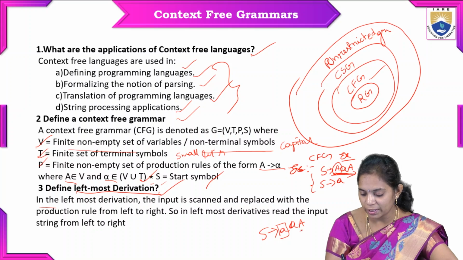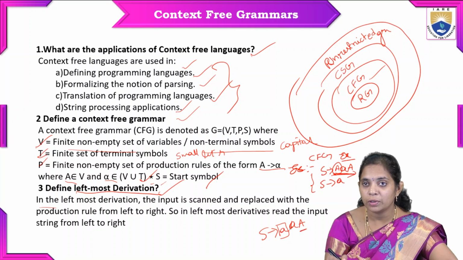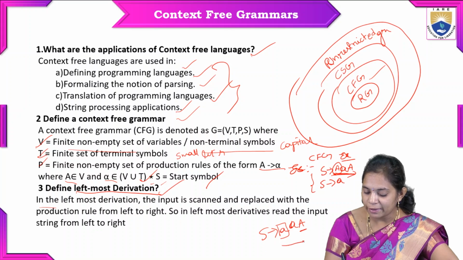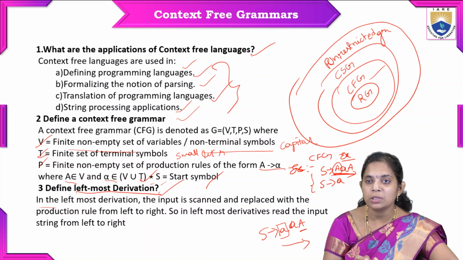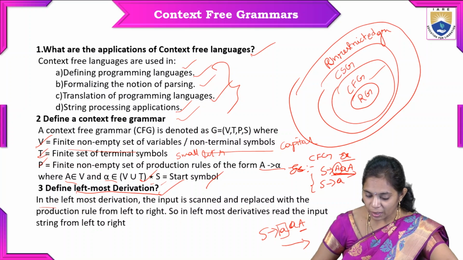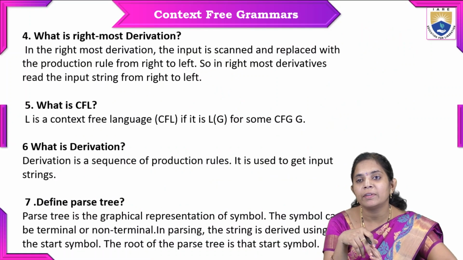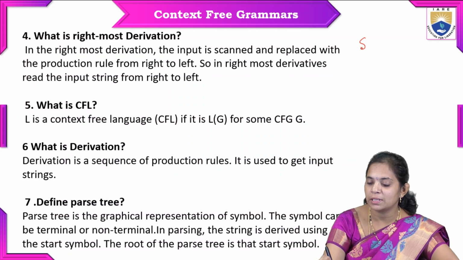After this, how many non-terminals are there? We are going to move from left to right direction. So that is nothing but the leftmost derivation. And like that, we also have the rightmost derivation. The same example, S tends to A.